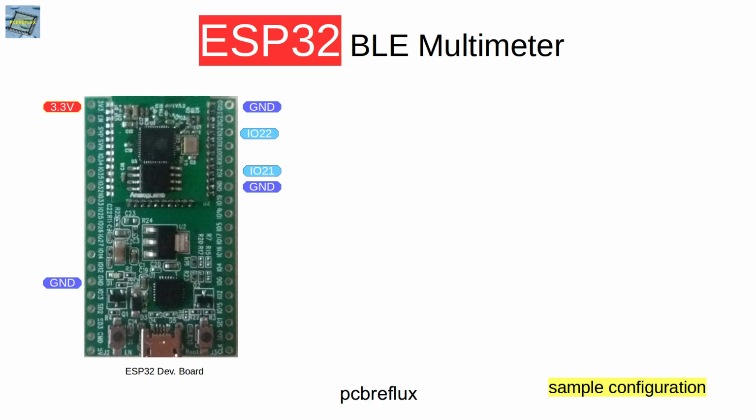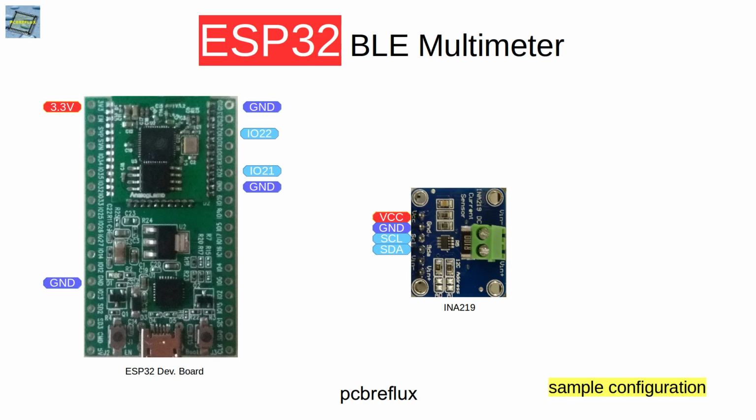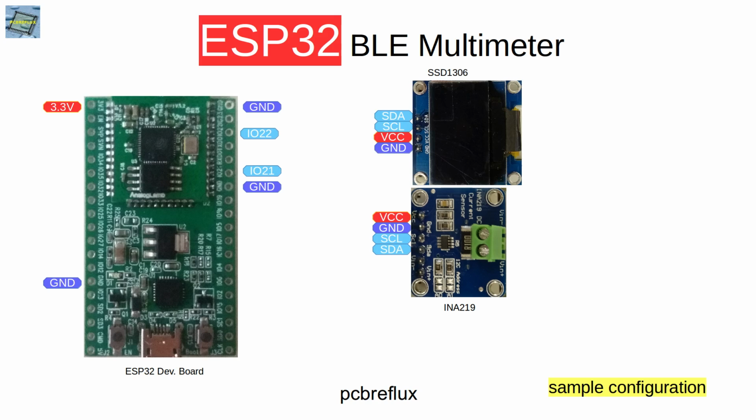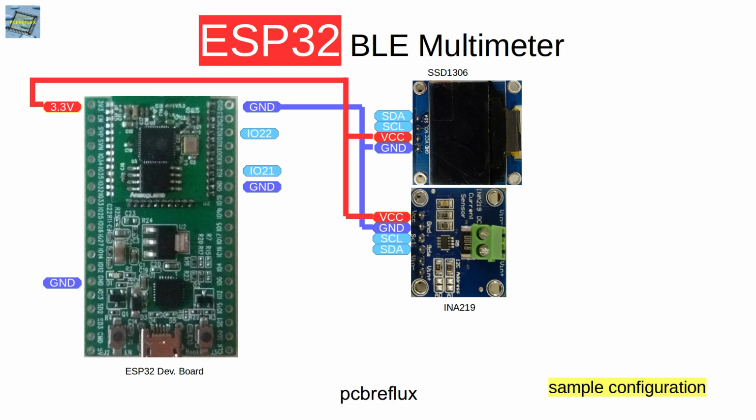First, let us talk about the setup I use. I use I2C devices, the INA219 and also the SSD1306 OLED display, both steered by the I2C bus. So we connect the ground, the VCC line and also the SDA and SCL to the GPIO pins 22 and 21 and we have our setup ready.